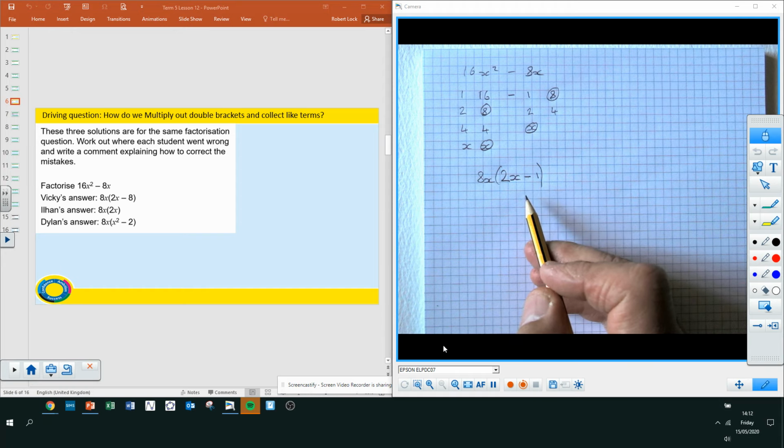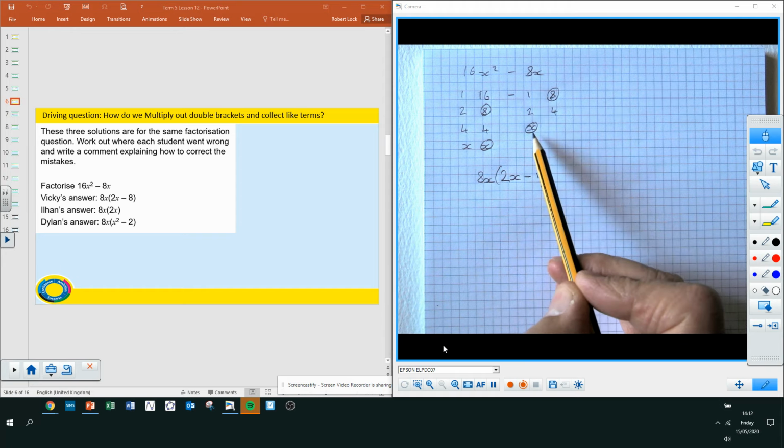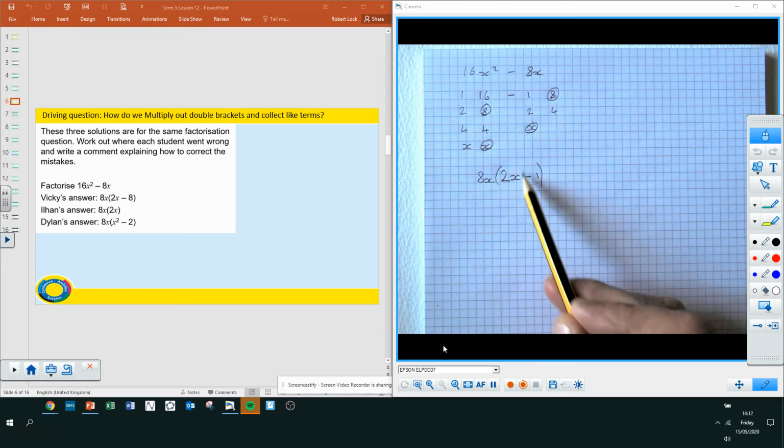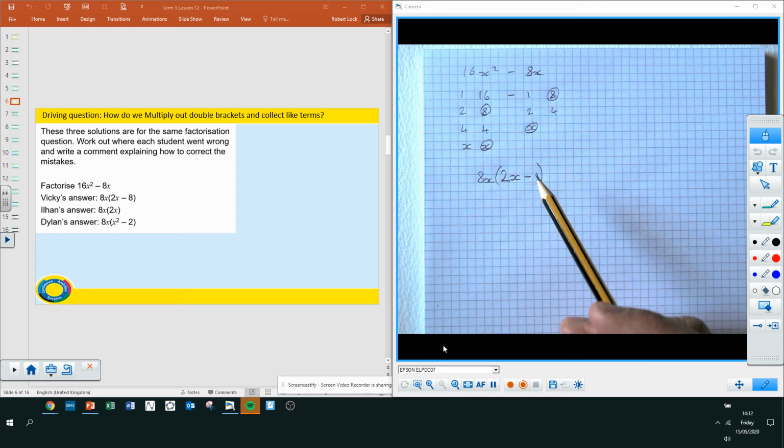Vicky took out the letters, the x, but she included this one here. It was a 1 on the outside. So it's 1 times 8 is 8, and she put the 8 in here. So that's the reason why she's not right. Ian's answer, well, he's forgotten the minus 1. He just left it out. Because 8x times 1 would be minus 8x. 8x, with nothing here to times it by, wouldn't appear.